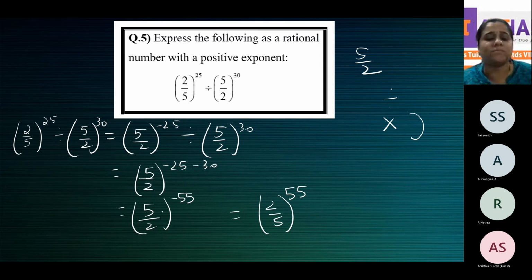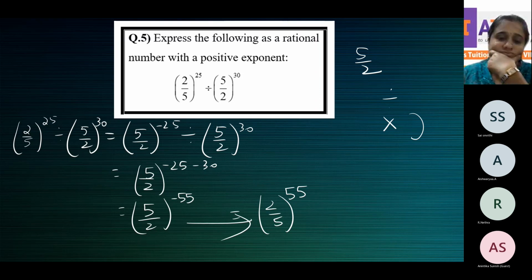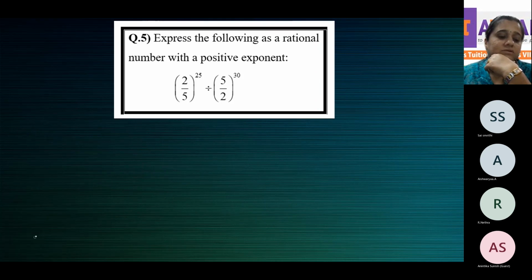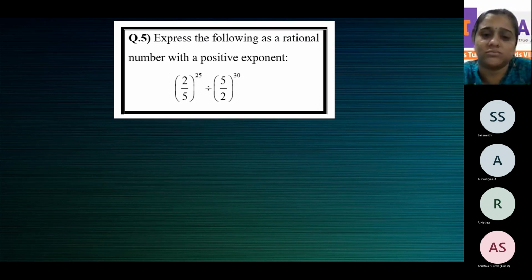So 5 by 2 to the power minus 25 can also be written by taking the reciprocal of the base, 2 by 5, and the negative of the power, plus 55. You must always write the equivalent. You should never write the reciprocal, only when asked. Yes, ma'am. Yeah, very good, Aishwarya. Very good. So you should try it in both the ways, 2 by 5 as well as 5 by 2.